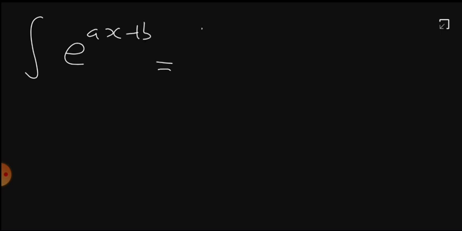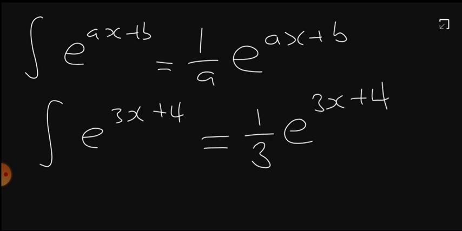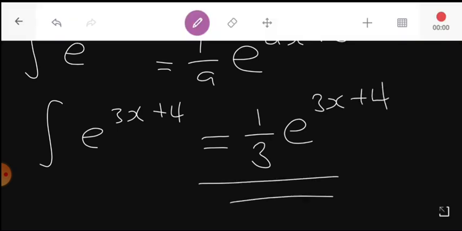What about the integration of e? For example, if I want to integrate something with e to the power ax plus b, this would be the same as 1 over a e to the power ax plus b. For example, if I say integrate e to the power 3x plus 4, this will be 1 over 3 e to the power 3x plus 4. As simple as that.